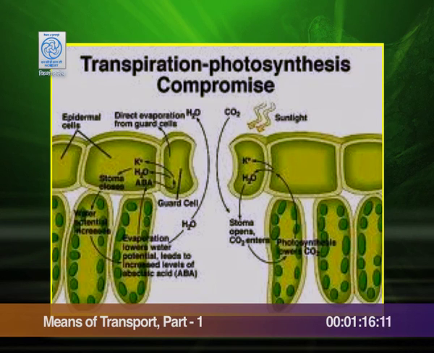And then we see how transpiration compromises photosynthesis. Look into the picture. You can see here carbon dioxide is taken inside by photosynthesis and water is given out by transpiration. Now, let us see what the importance of transpiration in plants is.